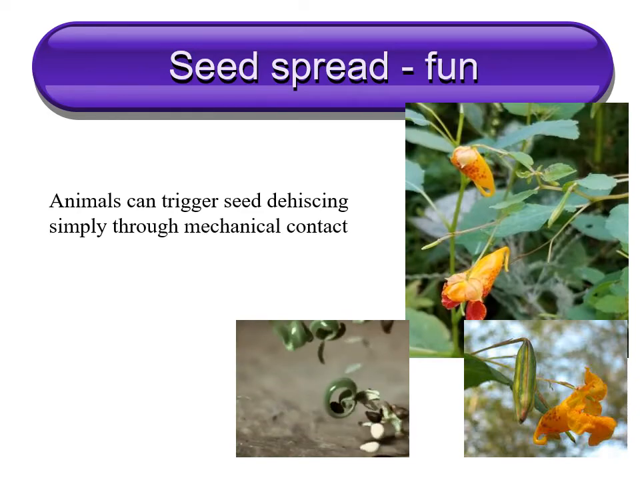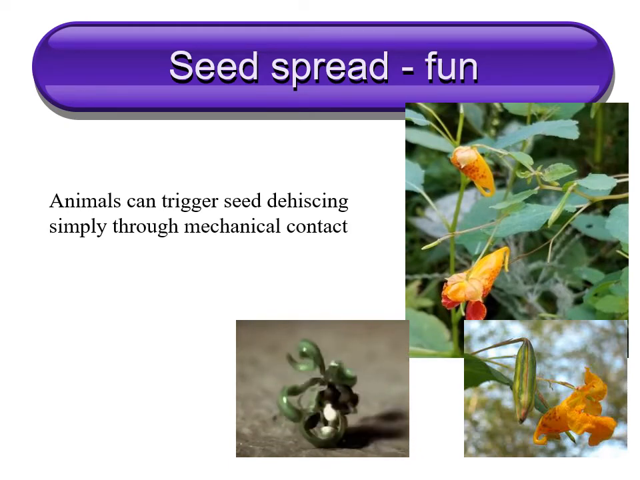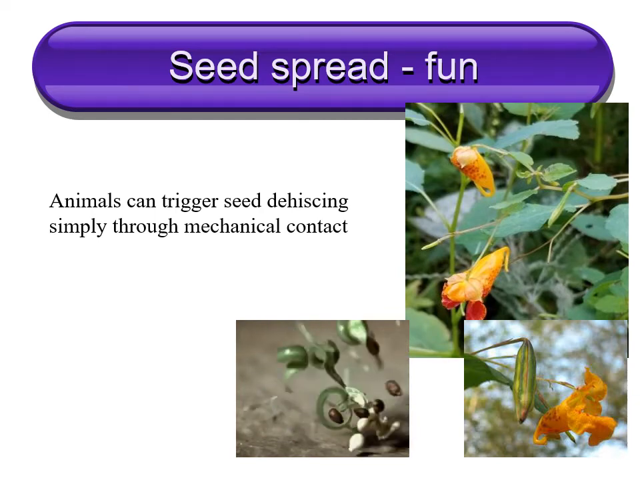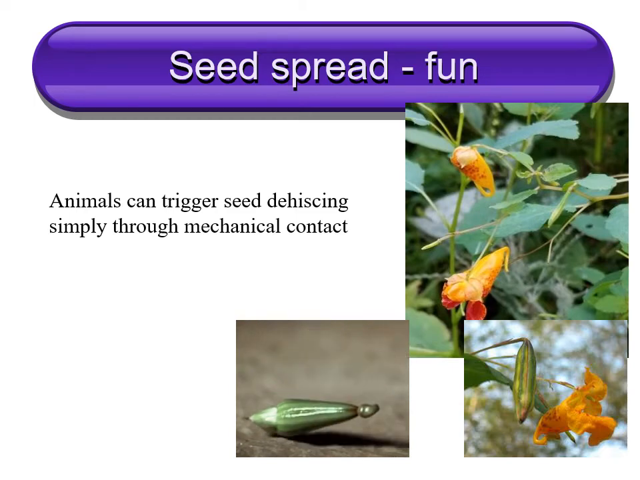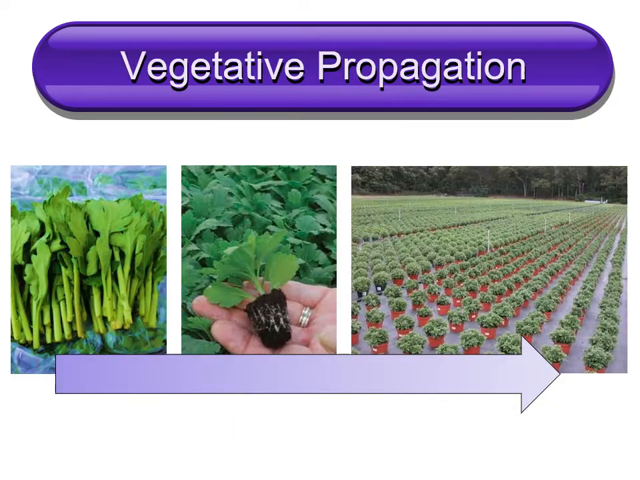I threw this slide in just for fun, talking about spreading seeds. This is jewel weed, and it's spread by mechanical contact. I always have fun with these in the summer. They like to grow in wet places, often near poison ivy. Their sap is purported to reduce the itchiness of poison ivy if you get it. I don't know how true that is, but anyways, let's move on.